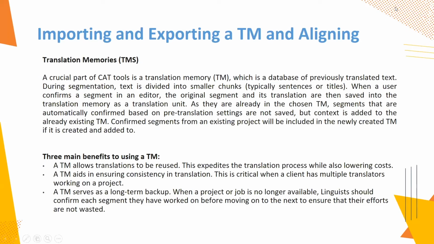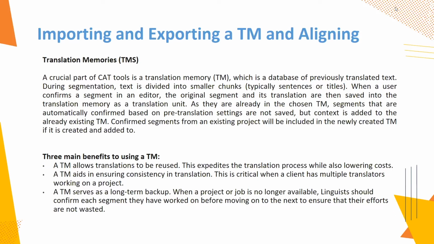To introduce translation memory, it is a crucial part of CAT tools. In essence, it is a database of text that has been previously translated. For example, during segmentation, text is divided into smaller units or chunks, typically sentences or titles. So when a user confirms a segment in an editor, the original segment and its translation will be saved together as a pair into the translation memory as a translation unit.